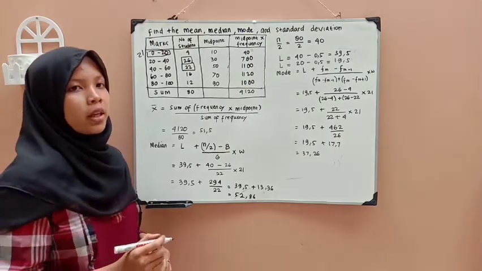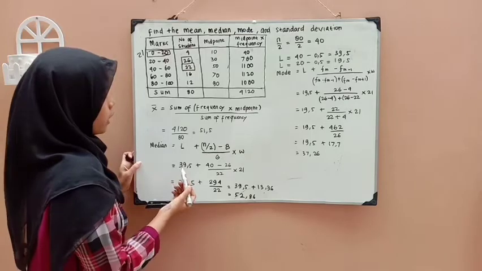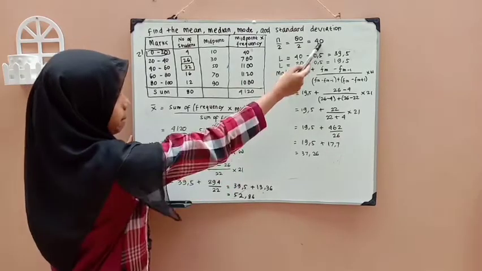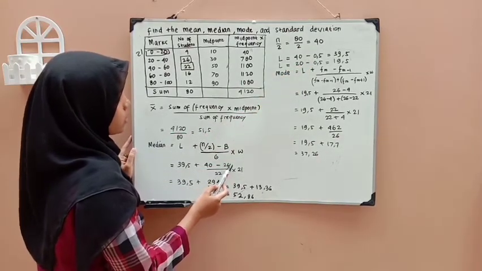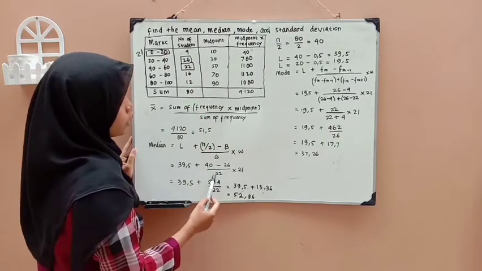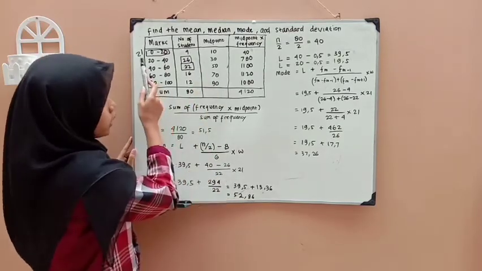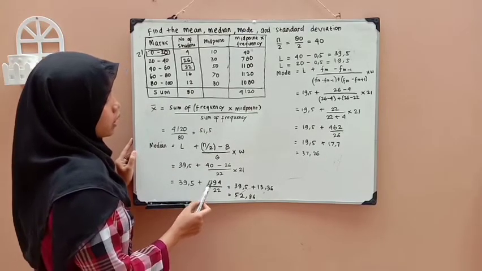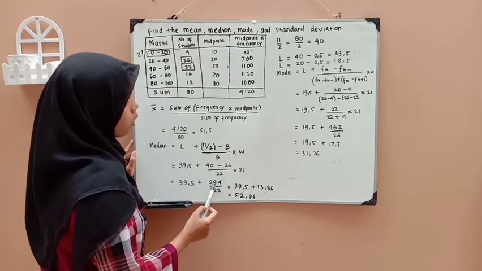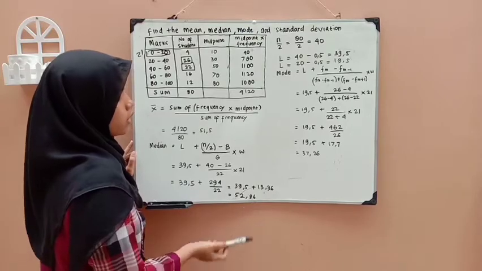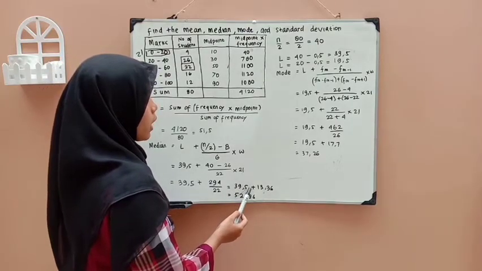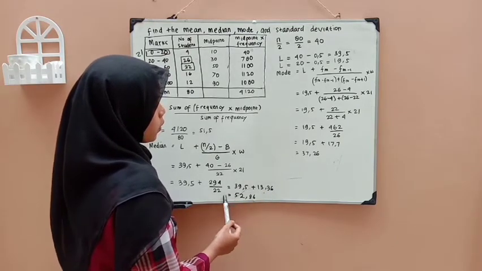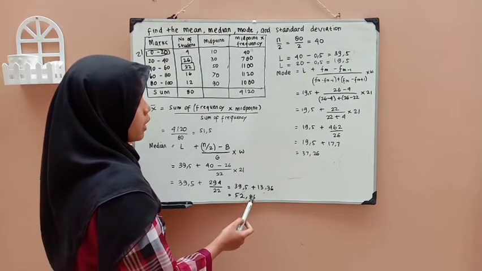So the median value is 39,5 plus (40 minus 26) over 22 times 21 equals 39,5 plus 294 over 22 equals 39,5 plus 13,36 equals 52,8.